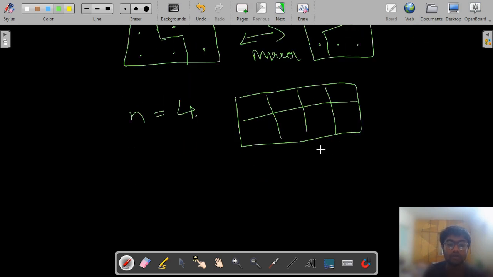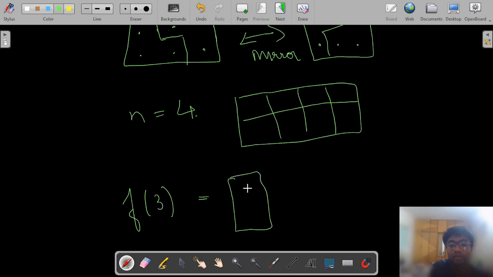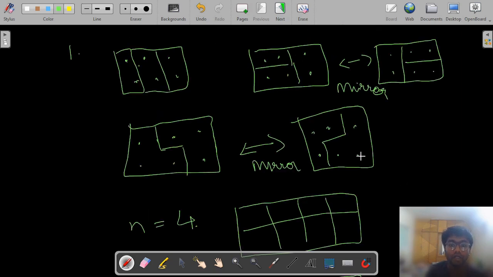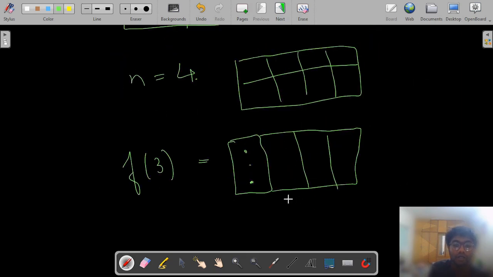Let's see how to build this. We can have a function, let's say f of 3 at the start. Let's say we place a domino here in a vertical way, and we might be having a set of 3 tiles that we have already devised here. So this can be f of 3, and this can be f of 1 and another f of 2.